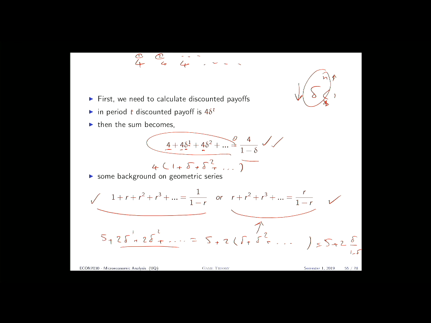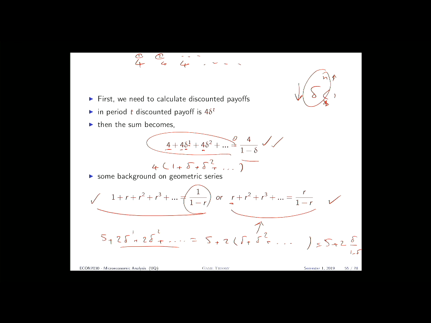So remember, some of the lecturers at the same level don't even bother to explain geometric series. They assume that everybody knows it and they just simply go forward. Okay? But the reason I'm saying this is that it is not rocket science. You just need to know two sums. When it starts with 1, the sum would be 1 over 1 minus r. And when it starts with delta, the sum would be delta over 1 minus delta.